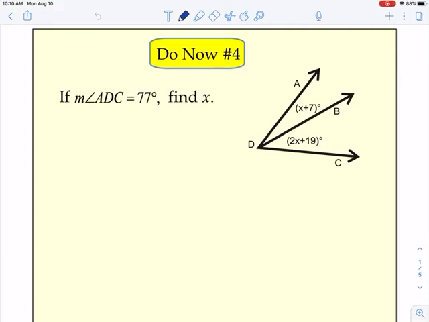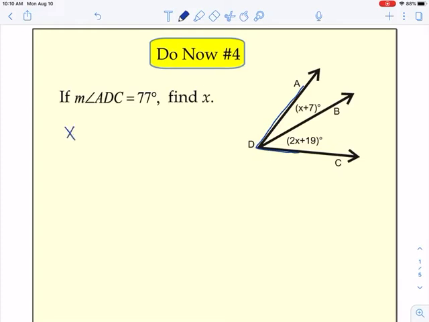Okay, for do now number 4, we have the measure of angle ADC is 77 degrees. And again, if we trace ADC, that's the entire angle. We want to find the value of x. So this is the angle addition postulate. If we add the measure of those two angles together, it has to equal a total of 77.